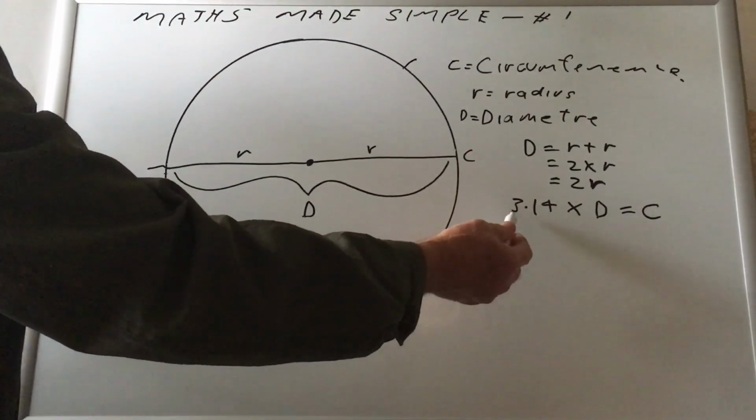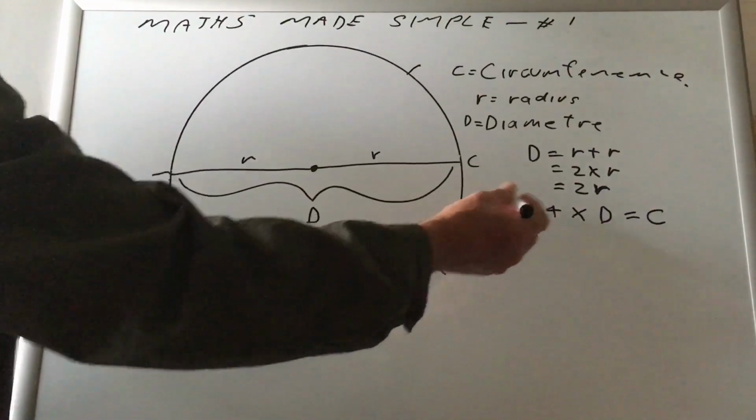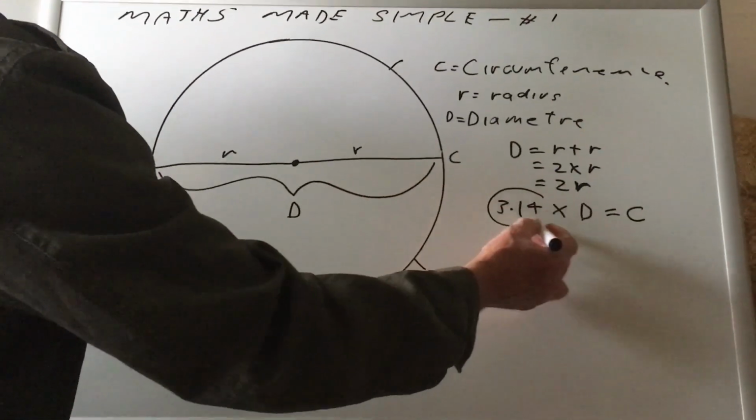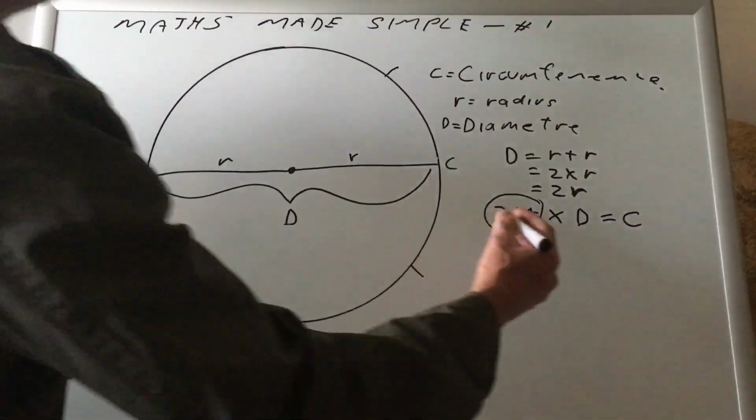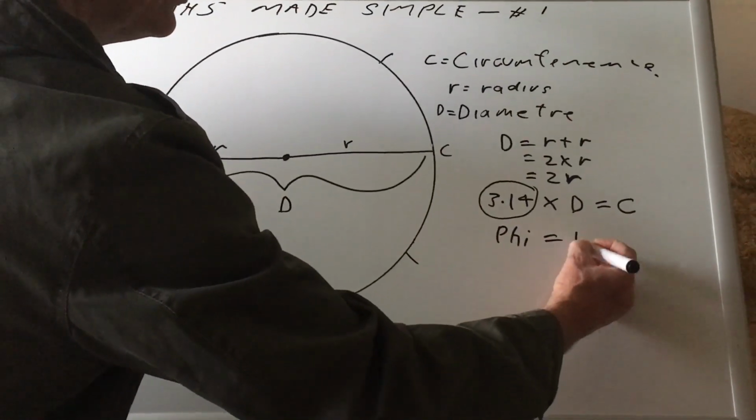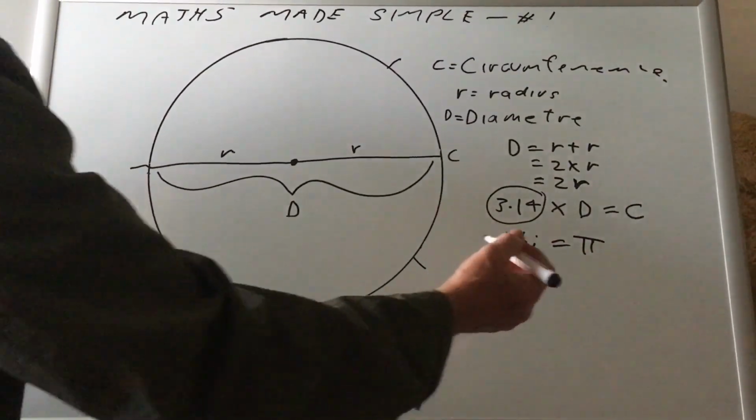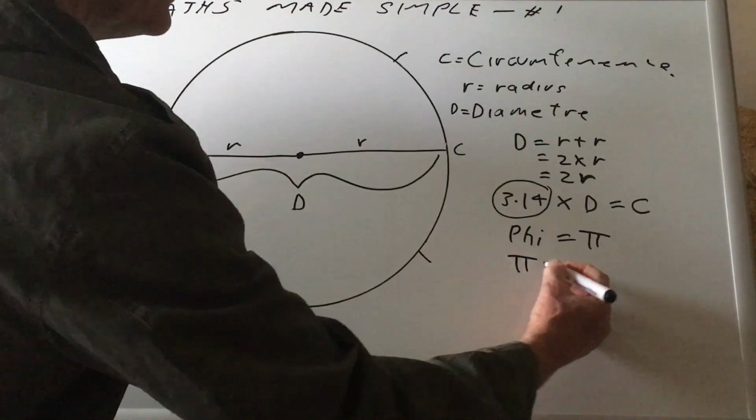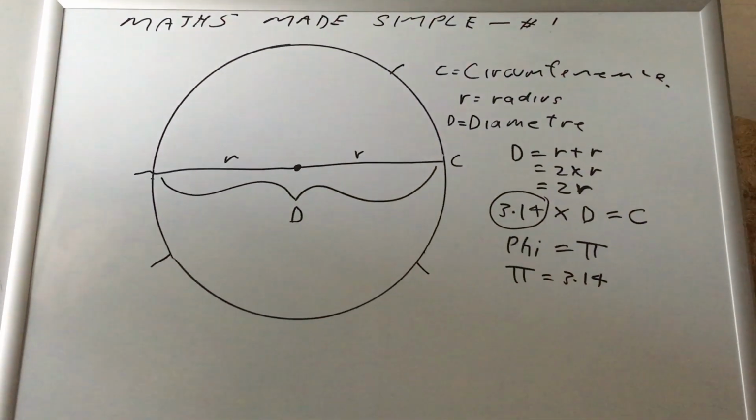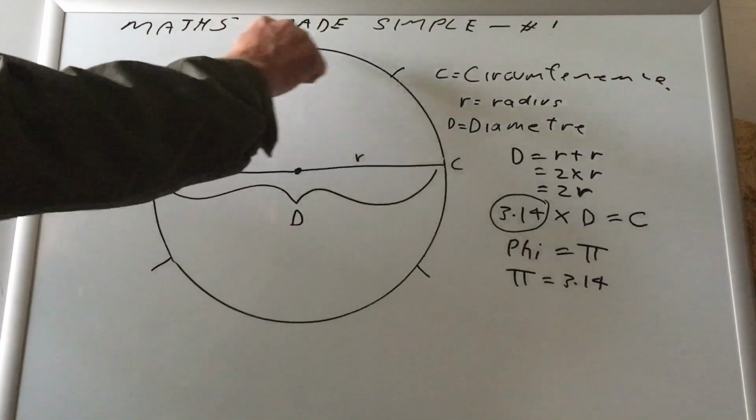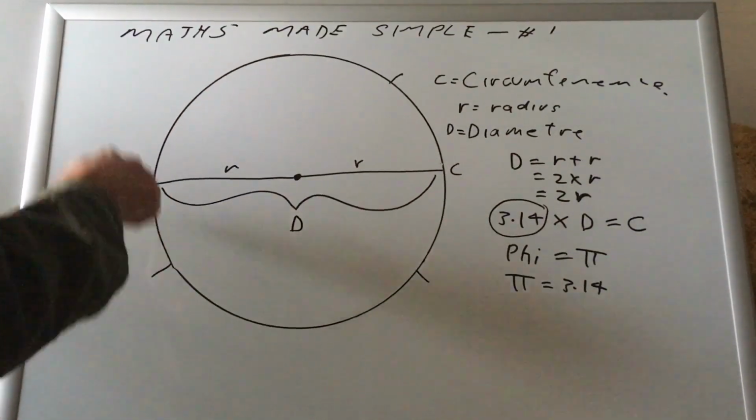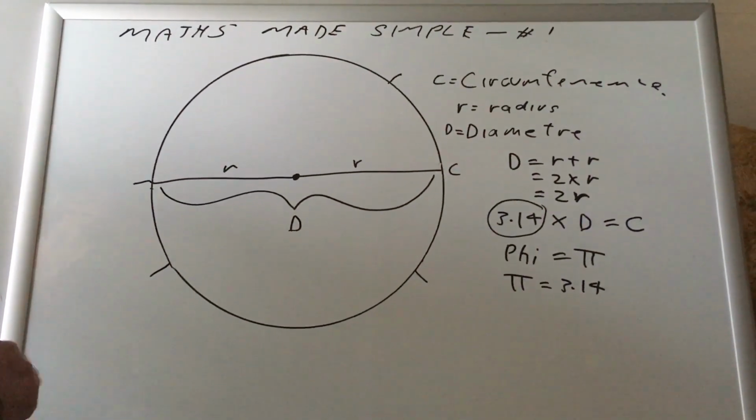3.14 is a shortened version. The decimals of this number go on forever, believe it or not. And what the mathematicians did, they gave this number a very special name. It's called pi, and they abbreviated it to this symbol. So pi equals 3.14, approximately. So 3.14 times the diameter is exactly how many times the diameter goes around the edge of the circle, or the circumference.